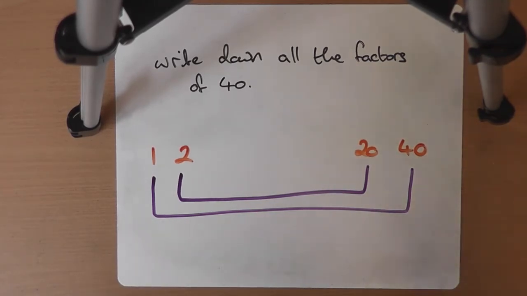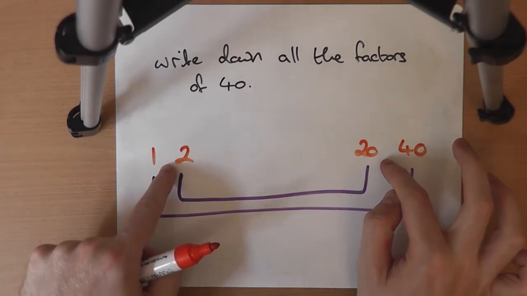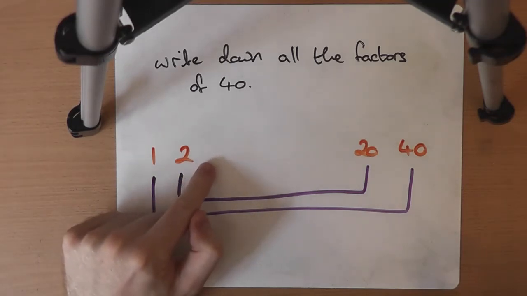Because if there were a factor in here, it would have to pair with something in here, and there are no whole numbers between 1 and 2. So we're narrowing the gap each time we add a pair on. So 1 and 2 are already on our list. We check the next number up. The next number up is 3.